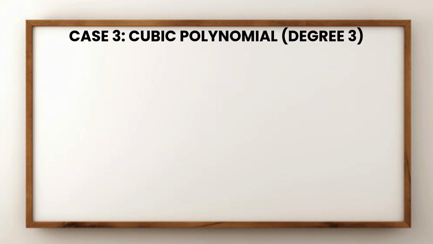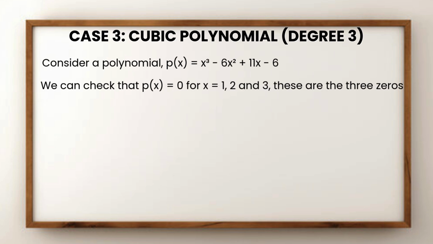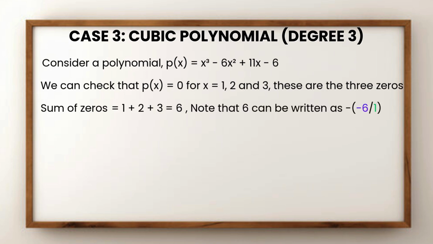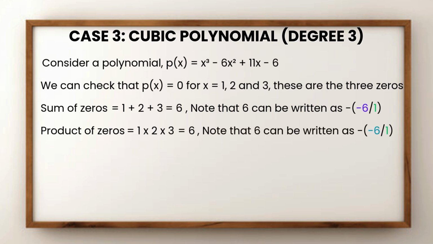Now, let's take a cubic polynomial, p of x equal to x cube minus 6x square plus 11x minus 6. We find that x equal to 1, 2 and 3 are the three zeros. Now, let's analyze their relationships. Sum of zeros is equal to 1 plus 2 plus 3, which is equal to 6. 6 can be written as minus of minus 6 by 1. Product of zeros is equal to 1 into 2 into 3, which is equal to 6. 6 can be written as minus of minus 6 by 1.